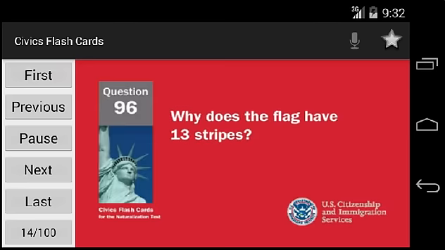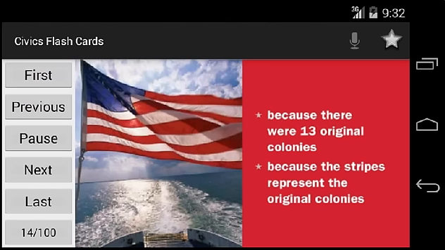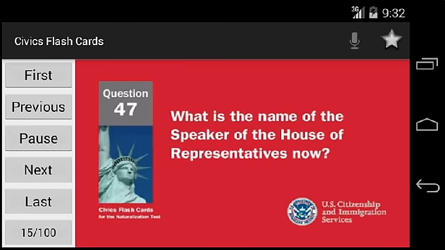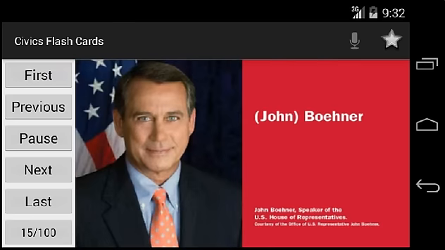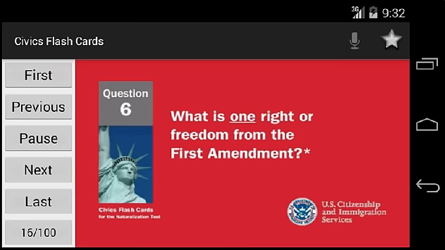Why does the flag have 13 stripes? Because there were 13 original colonies. Because the stripes represent the original colonies. What is the name of the Speaker of the House of Representatives now? John Boehner.